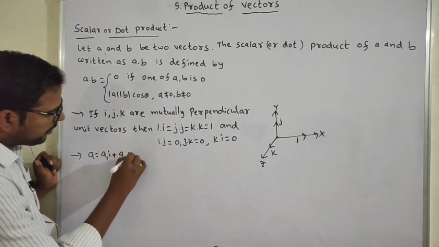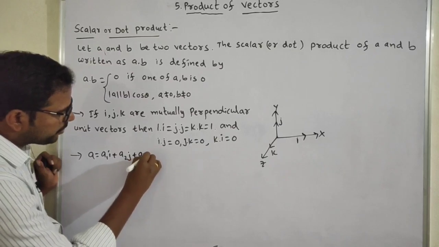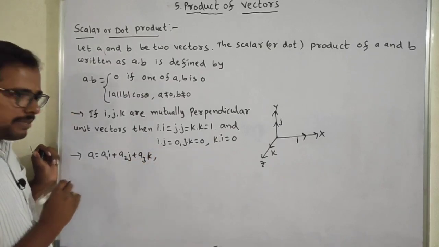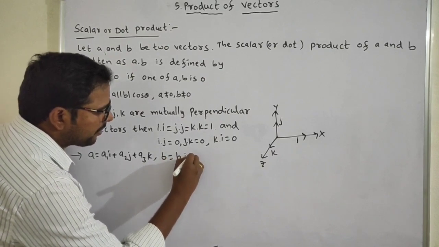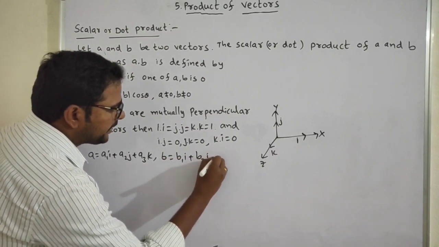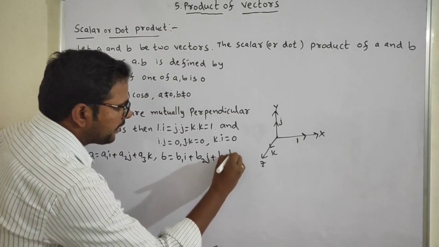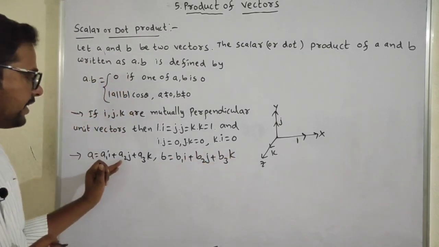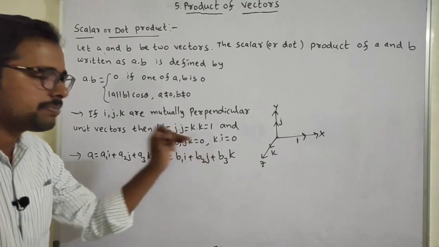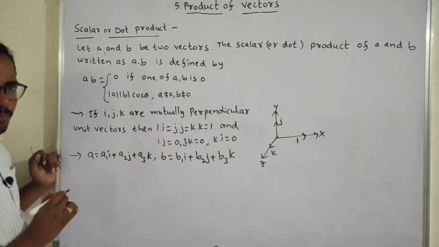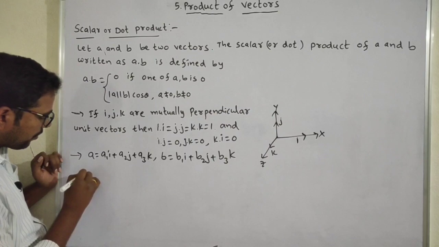a2 j plus a3 k, b is equal to b1 i plus b2 j plus b3 k. Now we will see the dot product. What will happen? Dot product.